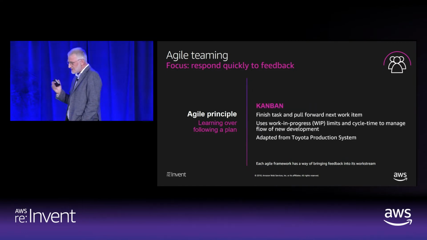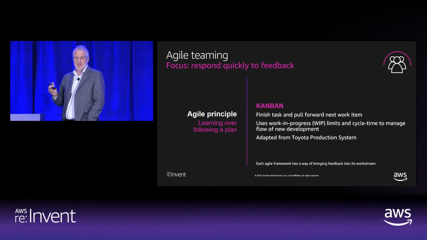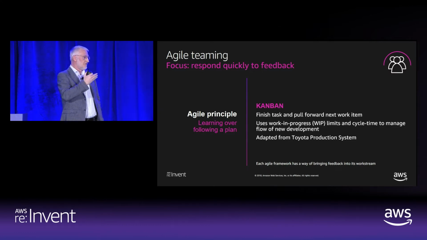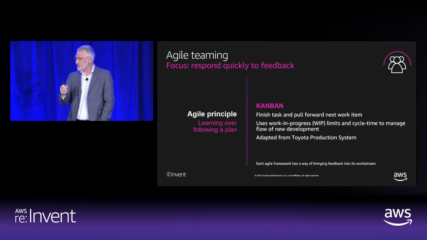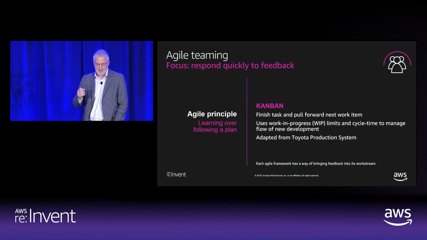And Kanban is a different approach again, and the idea here is that you're finishing a piece of work in a sprint, and as soon as you've finished it, you can pull another piece of work. This is the work in progress idea.